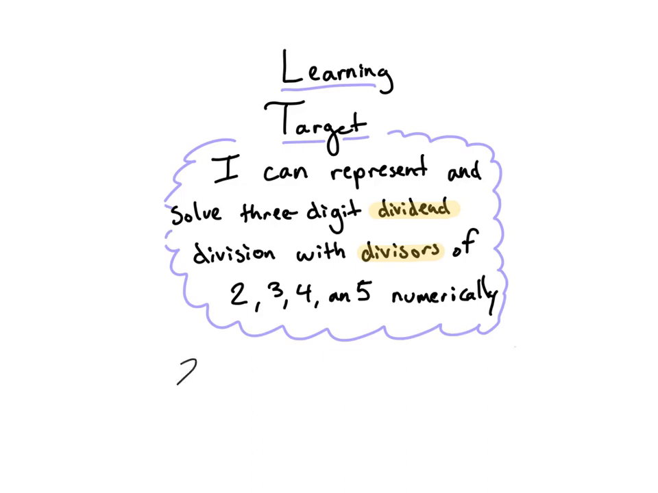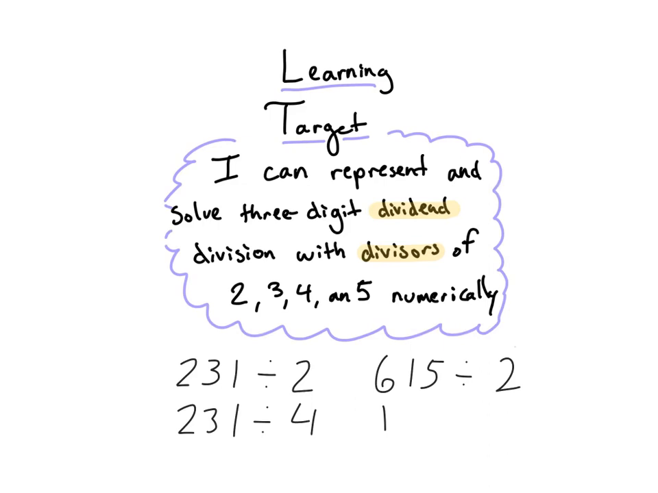So for example, we might see 231, and we're going to be dividing them with divisors of 2, 3, 4, or 5. So we might see a problem like 231 divided by 2 today, or 231 divided by 4, or 615 divided by 2, or 191 divided by 3. So all sorts of different possible combinations of 3-digit numbers divided by 2, 3, 4, and 5. And what it means by numerically is we're going to be using the standard algorithm.